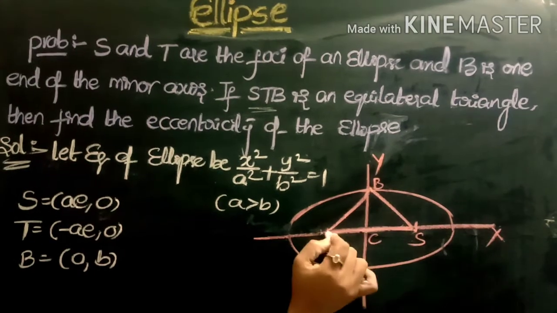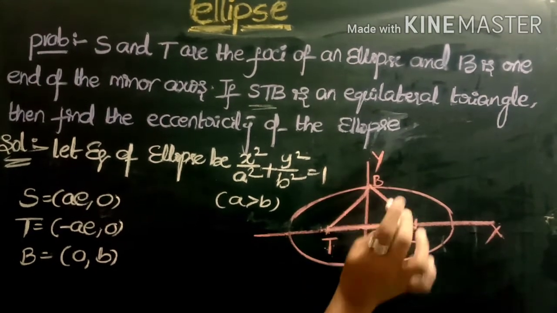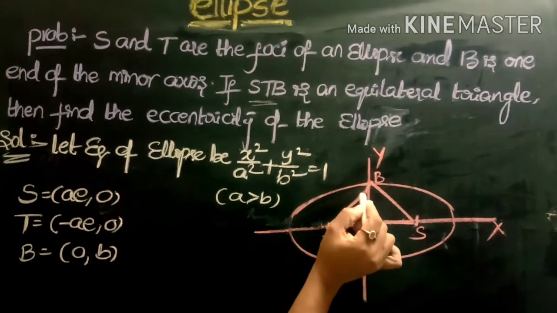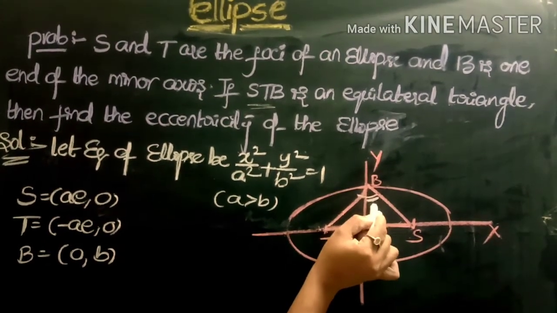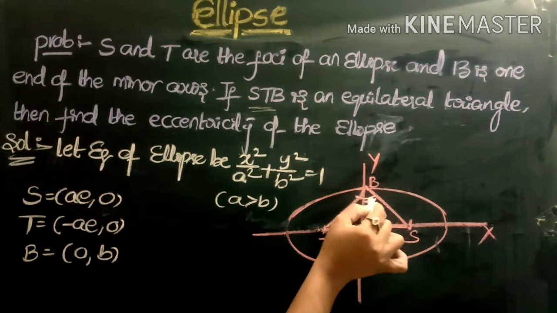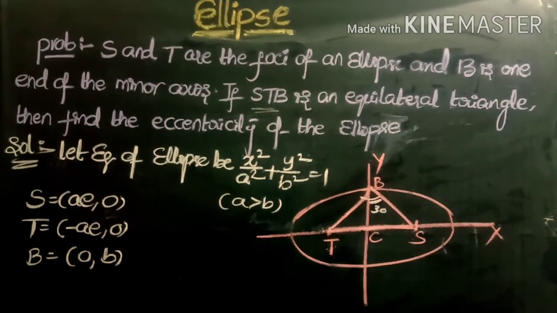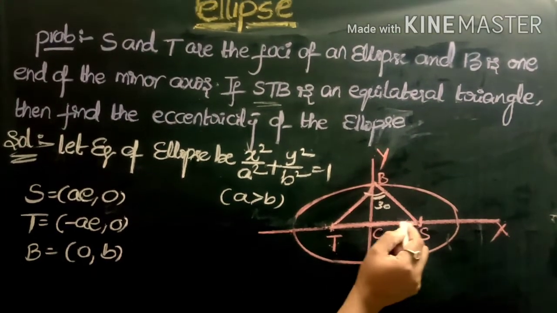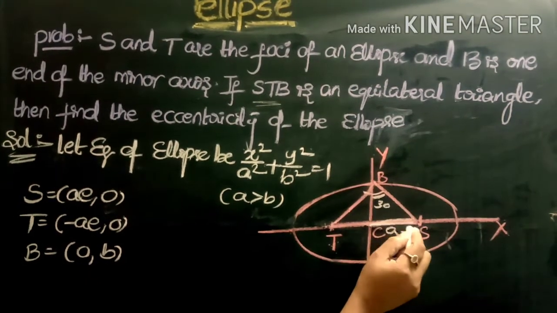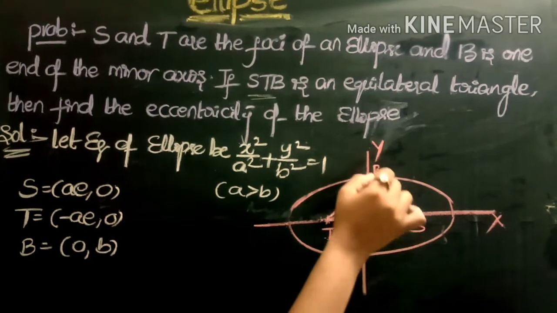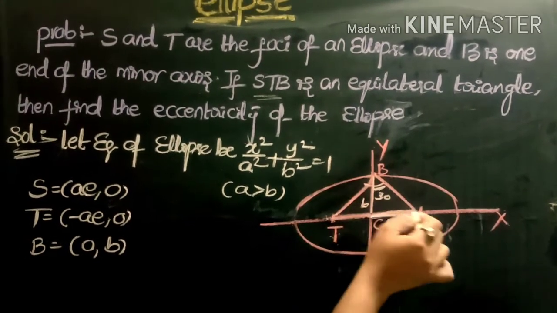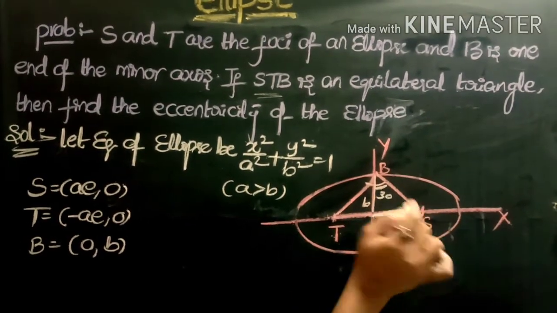Since this is an equilateral triangle, each angle is equal to 60 degrees. So this total angle is equal to 60 degrees and half of the value is equal to 30 degrees. Already we know that the distance between these 2 points is AE and the distance between these 2 points is B, the length of the semi-minor axis. This is the distance between the center and the foci, that is AE.